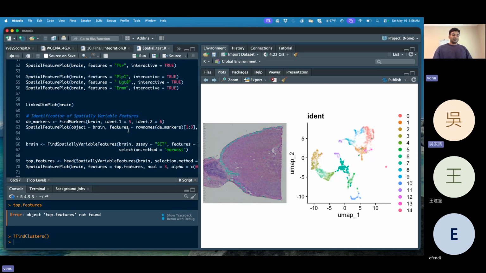So the deconvolution step allows you to determine the fractions of different cell types, and also allows you to build a cell-cell interaction network. Yes.